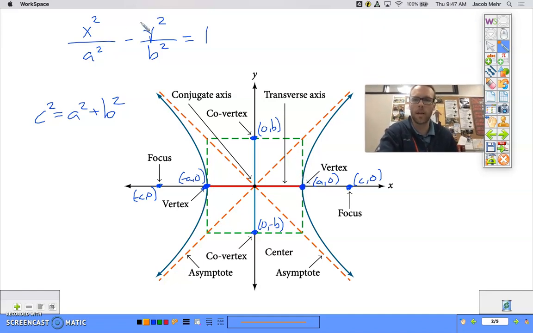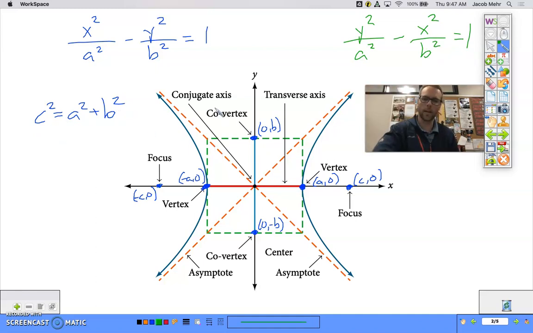Well, just like with the ellipse, we can switch where the a squared and the b squared are. If the a squared is with the y, that's the bigger number, we actually end up switching it, and we have y squared over a squared minus x squared over b squared equals 1. The relationship c squared equals a squared plus b squared is still the same. We've just rotated the whole thing to be vertical instead. All right?